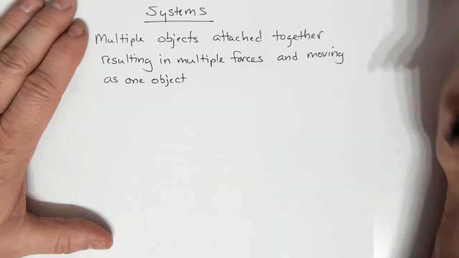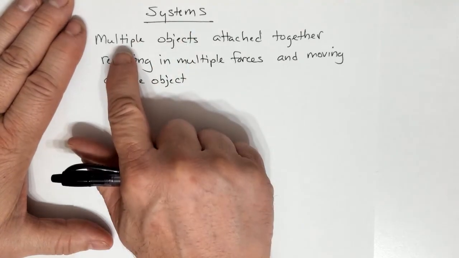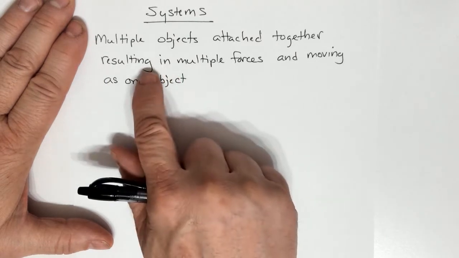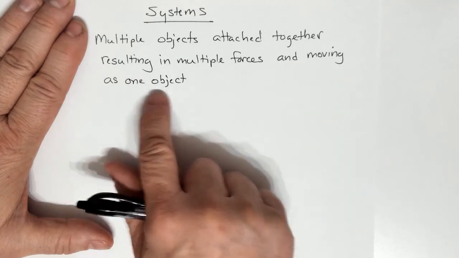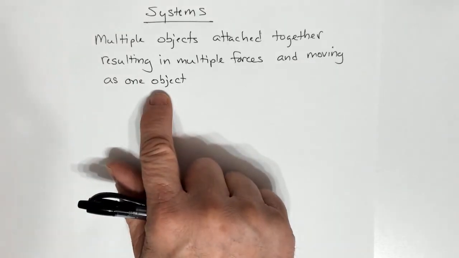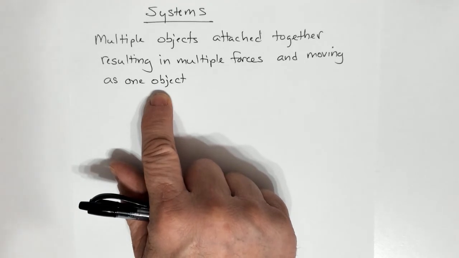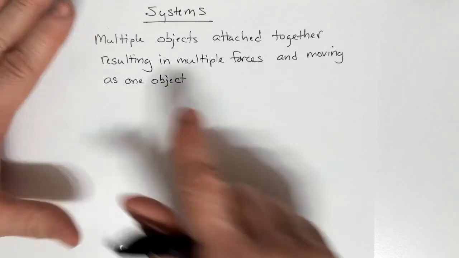This is Mr. Jackson, and today I'd like to talk about the basics of systems. What is a system? It's when we take multiple objects and attach them together, which results in multiple forces and the objects together moving as one object, as a team. Okay, so I just wanted to practice some simple ideas and try to draw these forces and identify everything going on. So let's just draw some systems.